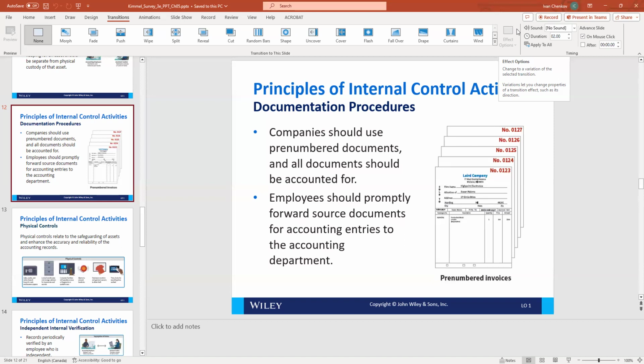Also, for the documentation, once you see the documentation, the employee should promptly forward source documents for accounting entries to the accounting department. Every time you're dealing with pre-numbered documents, make sure that the person who is actually dealing with the documents gives those documents to the accounting department, because the accounting department most likely is going to catch the mistake. The accounting department is your checkpoint, to see if everything is in order.